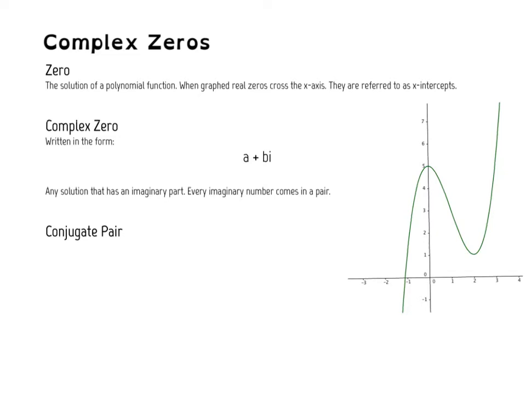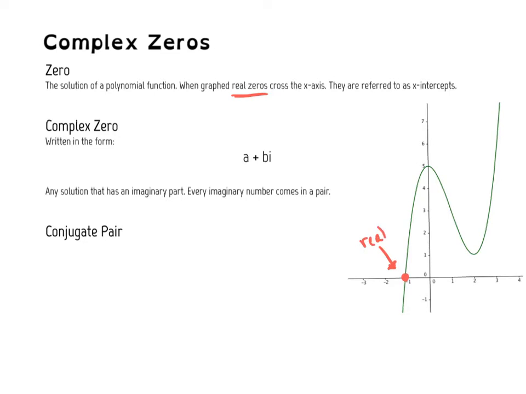And so when we talk about a real zero, we're talking about where it is crossing the x-axis. So real zeros are where we cross our x-axis. So basically, they're x-intercepts. And this right here would be a real zero for us. That is a real zero.